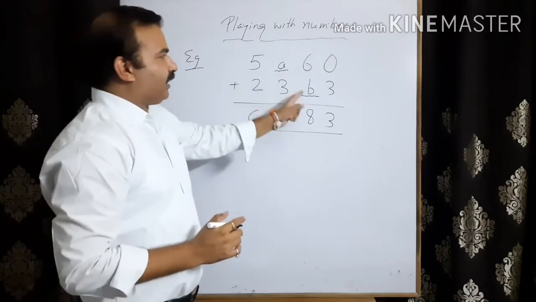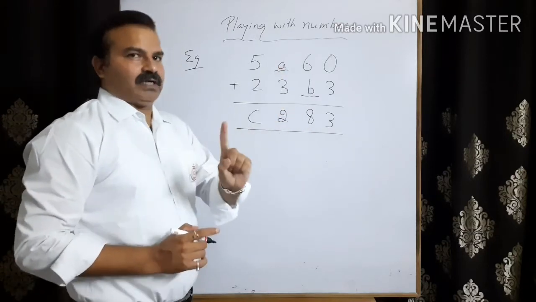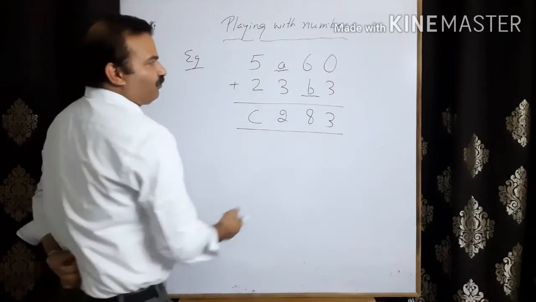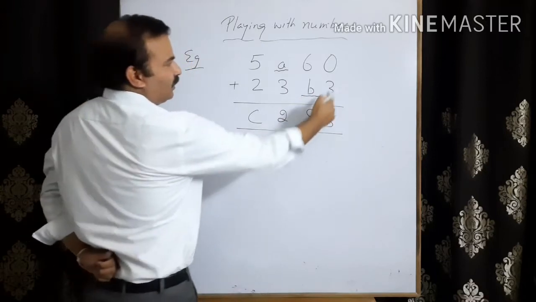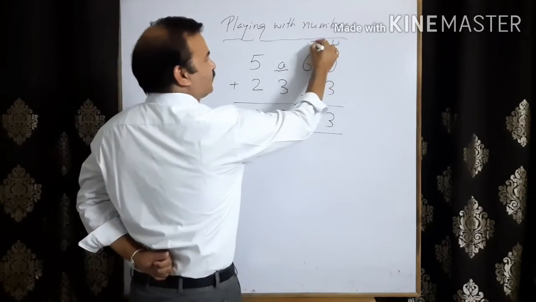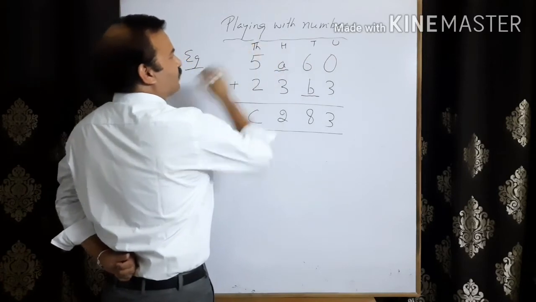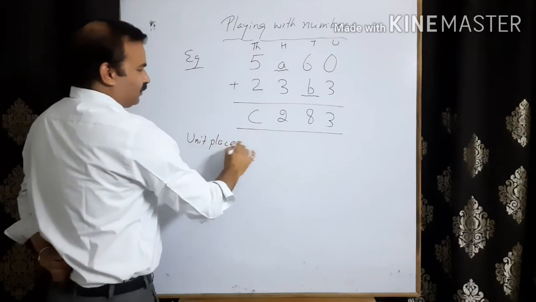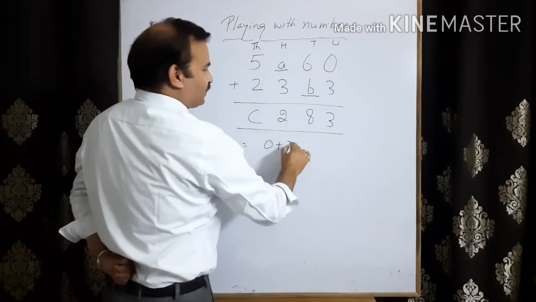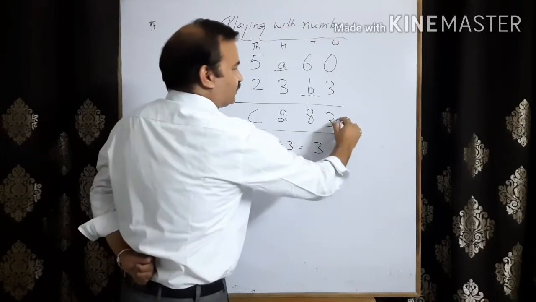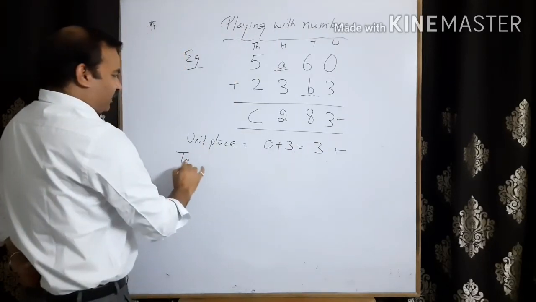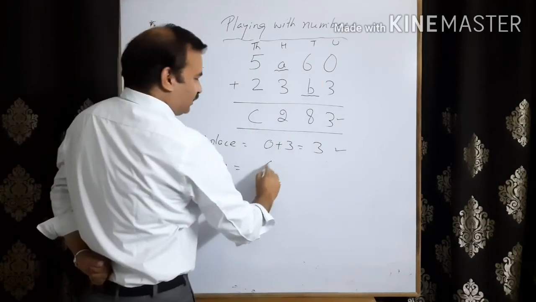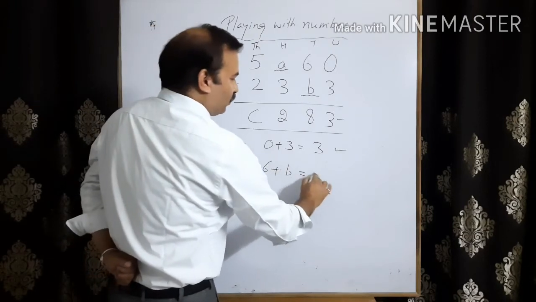But please remember, in place of each alphabet only one digit will come. No two-digit number will be there. So now how to find? Just have a look. This is the units, this is 10, this is 100, and this is the 1000 place. If we talk about the units place, that is 0 plus 3 is equal to 3. This is given. Now if we talk about the tens place, this is 6 plus B is equal to 8.